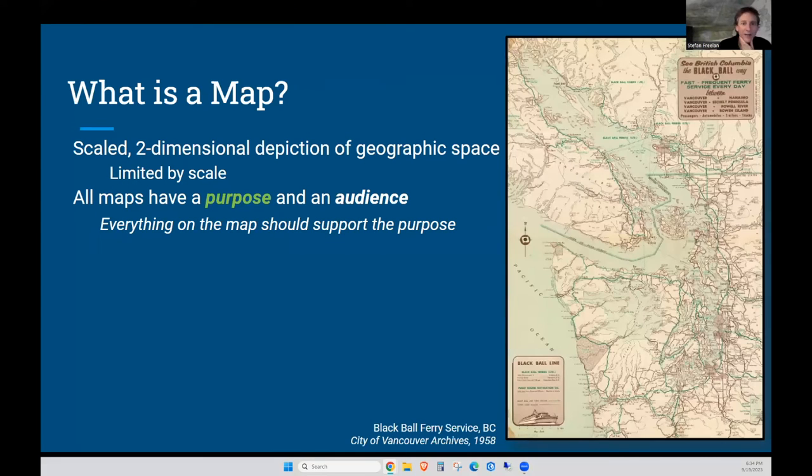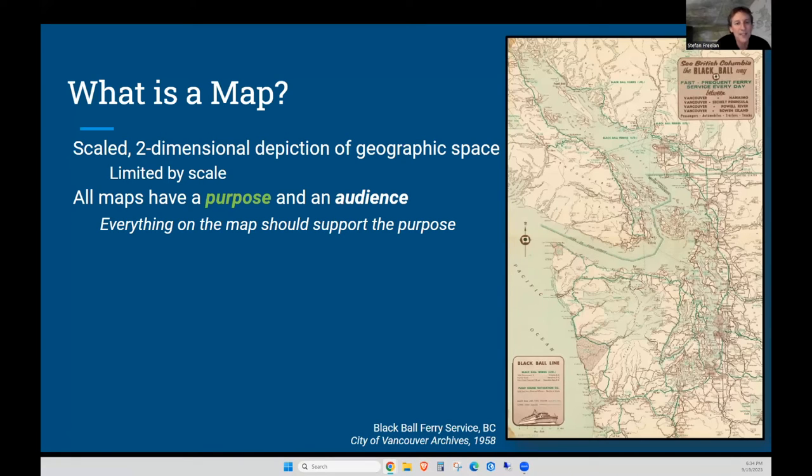And I guess that begs the question of, well, what is a map? So real quickly, a map is a two-dimensional scaled depiction of geographic space. We're not talking about mental maps or Mars or part of the Earth here, but pretty much static, paper, flat maps.